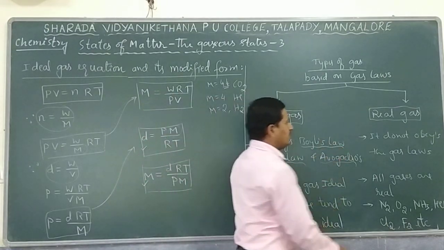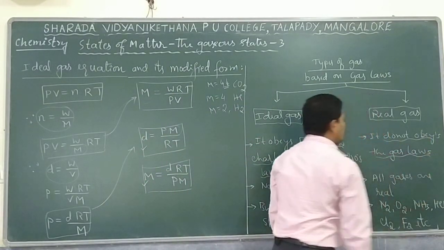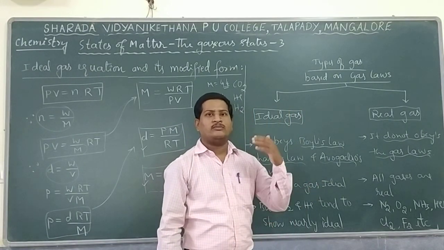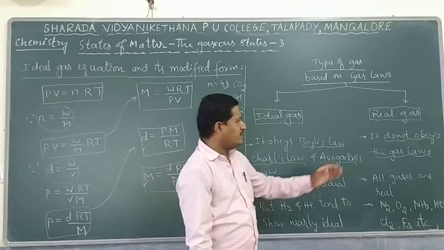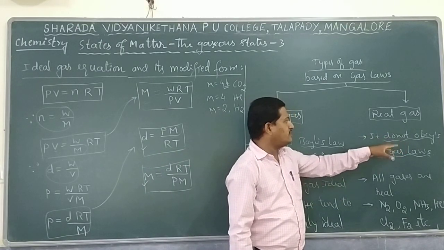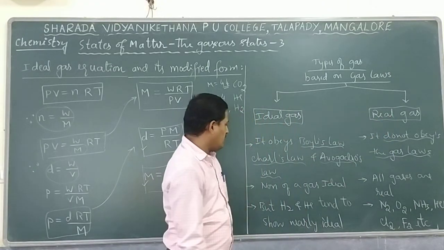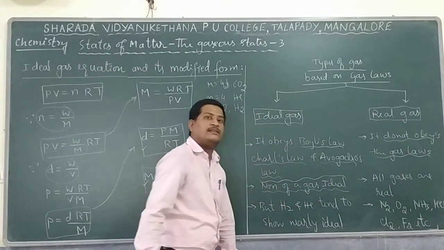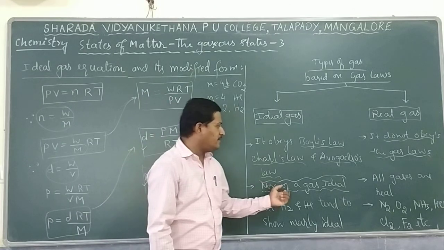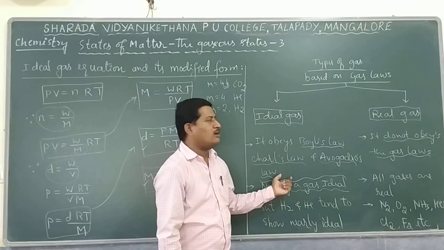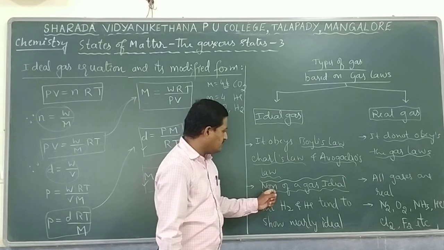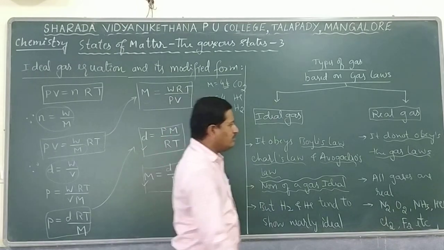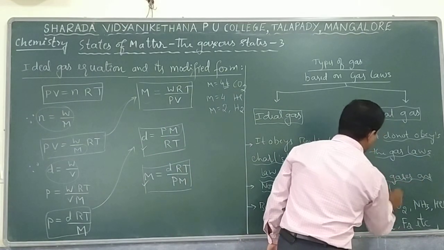But a real gas does not obey all these gas laws. Suppose a gas obeys Boyle's law, it may not obey Charles's law. Suppose a gas obeys Charles's law, it may not obey Avogadro's law. That means it does not obey all the gas laws. Such gases are called real gases. And here it is observed, very important, that none of the gases present in our universe is ideal in nature. This is a hypothetical type of classification of a gas. Whatever gas molecules are available in nature, all of those are found to be real gases. So all gases are real.